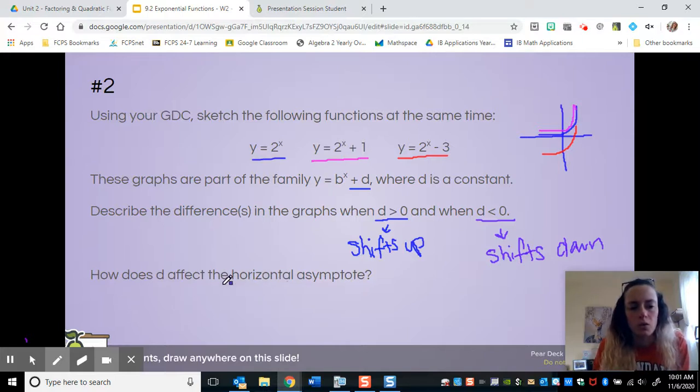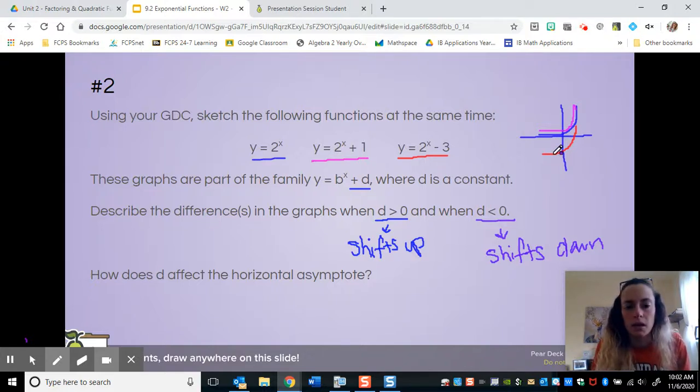Final question on here is, how does d affect the horizontal asymptote? So if you notice with all 3 graphs, all 3 look to have different horizontal asymptotes. We know that 2 to the x, because we just saw something similar, has a horizontal asymptote at y equals 0. If you look at my pink graph, 2 to the x plus 1, it looks like my horizontal asymptote shifted up by 1. And if you look at the 2 to the x minus 3 graph, it looks like my horizontal asymptote shifted down by 3.